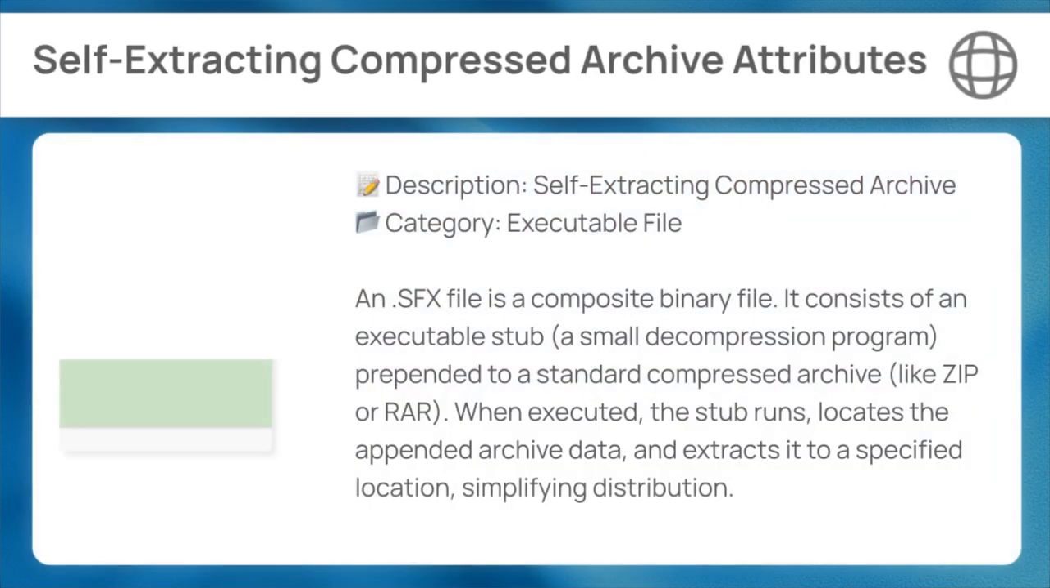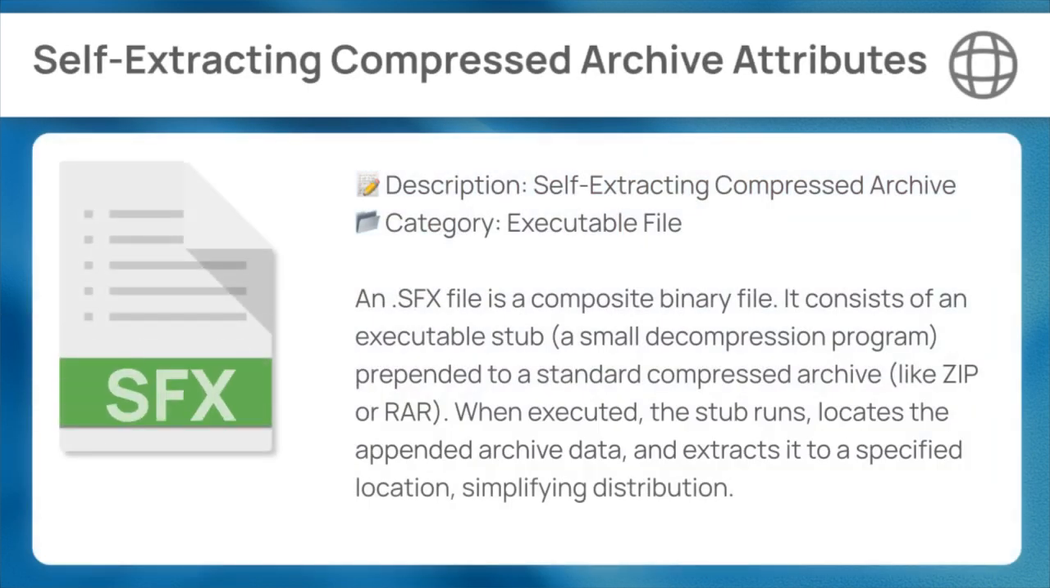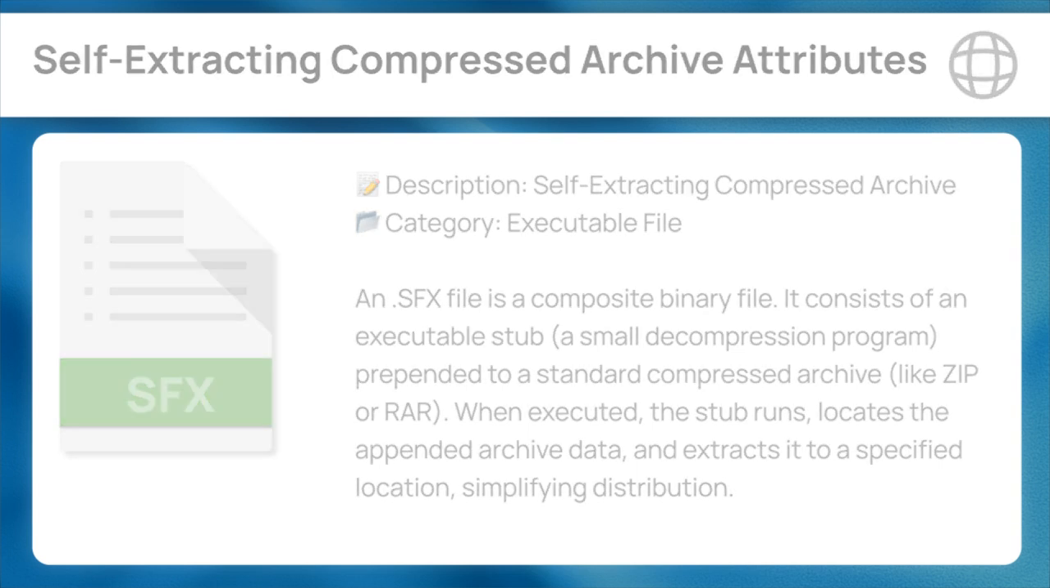An SFX file is a composite binary file. It consists of an executable stub, a small decompression program, prepended to a standard compressed archive like zip or RAR. When executed, the stub runs, locates the appended archive data, and extracts it to a specified location, simplifying distribution.